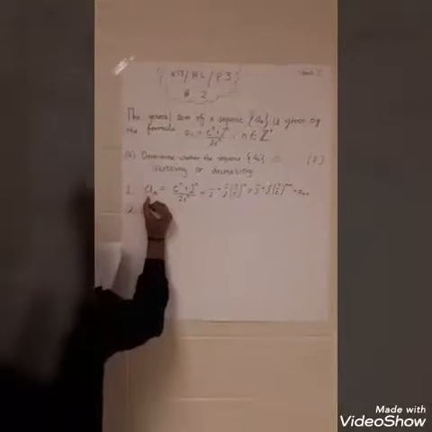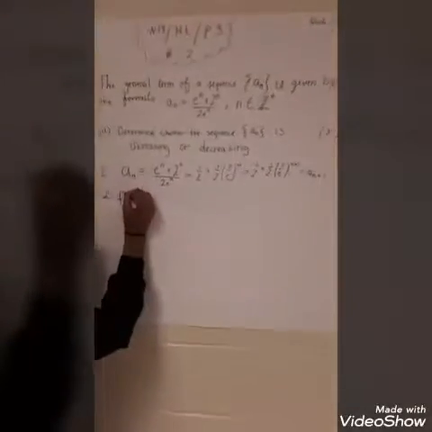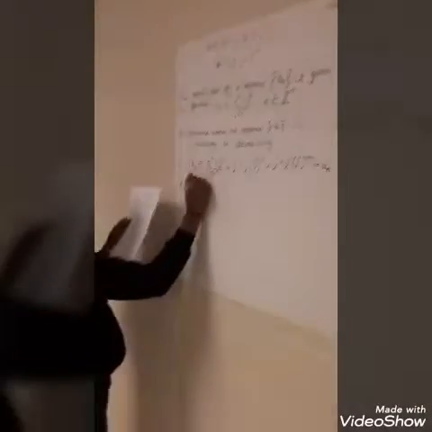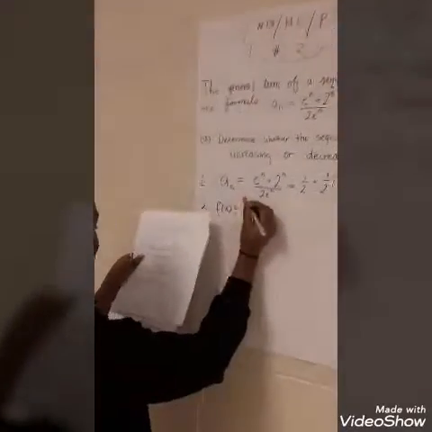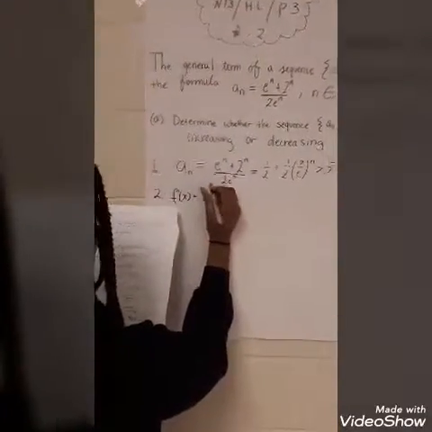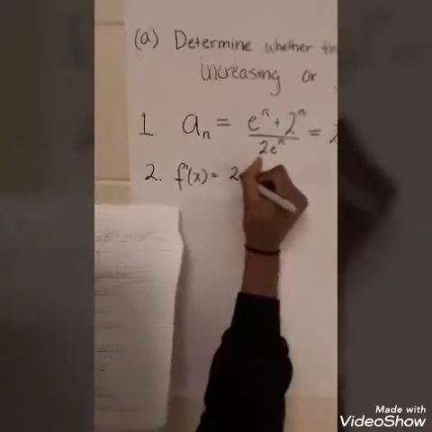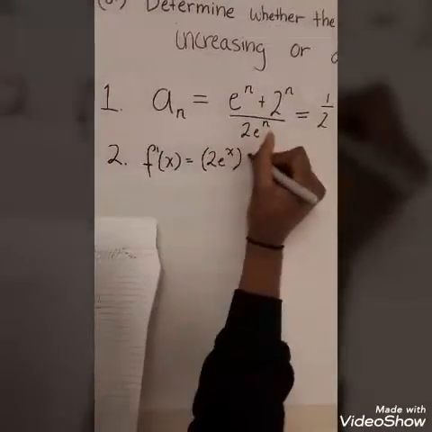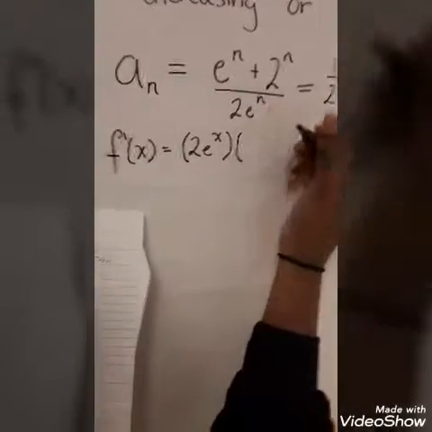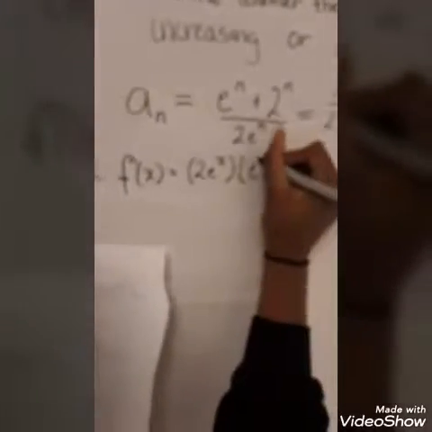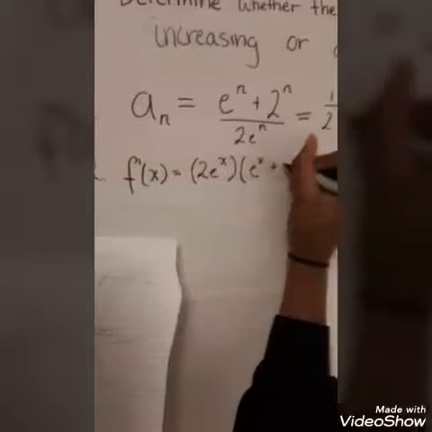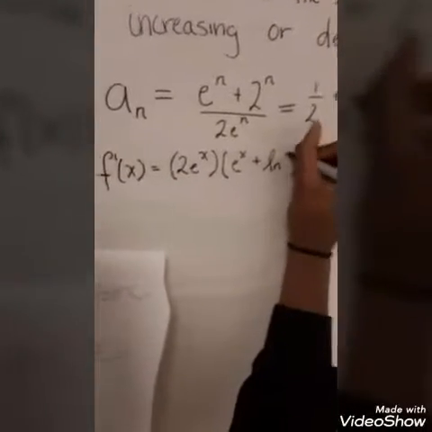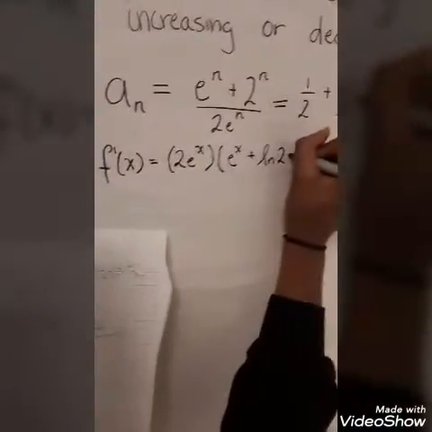The second way you can prove that the sequence is either increasing or decreasing, or decreasing in this case, is to take the derivative of the function, because the derivative gives you the slope of the function, which determines its direction. So I simply use the quotient rule in this case.